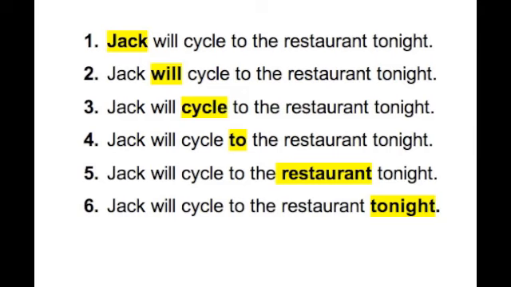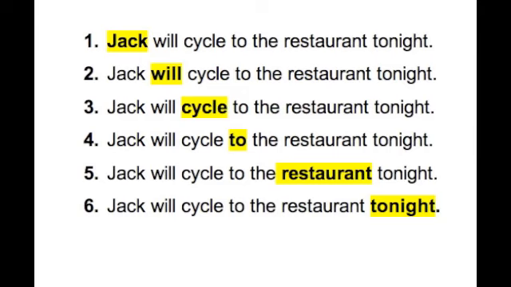Jack will cycle to the restaurant tonight. Again, all the words in the sentence are read very quickly apart from the key word, tonight. Jack will cycle to the restaurant. That's very quick, isn't it? Everything is all together. Jack will cycle to the restaurant tonight. Then a slow, meaningful tonight to give the listener the chance to understand the key information.